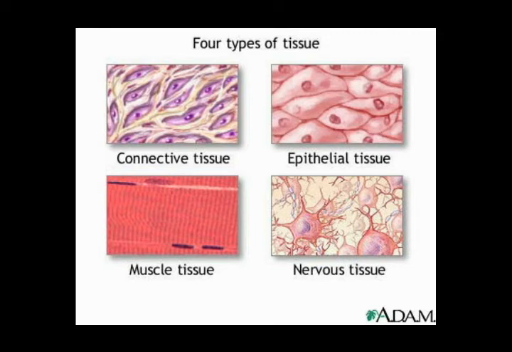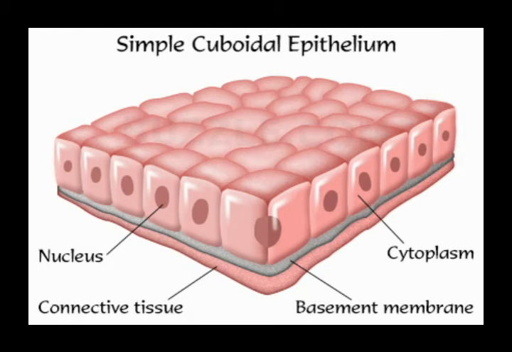Epithelial tissues are widespread throughout the body. They form the covering of all body surfaces, line body cavities and organs, and are the major tissues in glands. They perform a variety of functions that include protection, secretion, absorption, excretion, filtration, diffusion, and sensory reception.